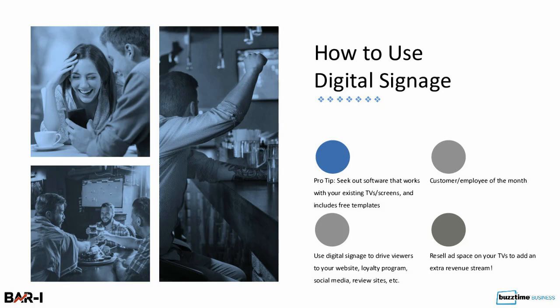You can even use digital signage to drive viewers to your website, your loyalty program, different social medias, or review sites. If you want people to review things on Yelp, it's kind of weird to put it on a menu because no one's going to be looking at that. If they're looking up at the TVs and they happen to see, hey, check us out on Yelp, or we have a coupon on Yelp if you review us, it's a really easy way to incorporate your TVs into this kind of salesmanship for your social media, your Yelp, your loyalty program, or just driving people to your website. And then you can even resell your ad space on your TVs.